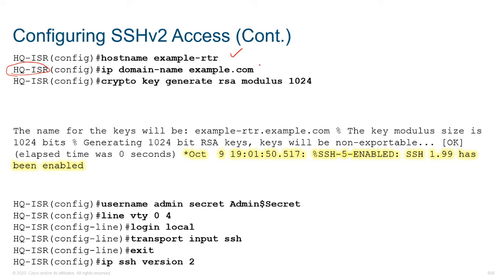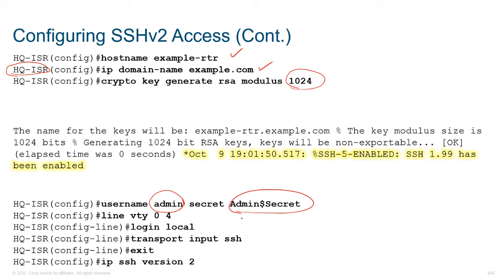IP domain name, whatever it is that our organization is using. Then we use a crypto key generate RSA modulus. Minimum of 1024, but of course you can use a bigger key size if you'd like. And our local user account is going to be referred to as admin, and we're going to store that as a secret MD5 hash. Here's our password.